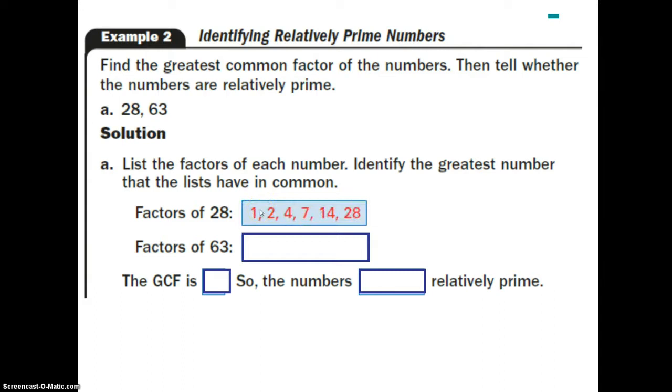So we have 1, 2, 4, 7, 14, and 28 for the factors of 28. The factors of 63 are 1, 3, 7, 9, 21, and 63. Well, I see that the 7's are in common, also the 1's, but the 7 is the greatest, so I'm going to say the GCF is 7. They are not relatively prime then. To be relatively prime, the only thing in common is 1.